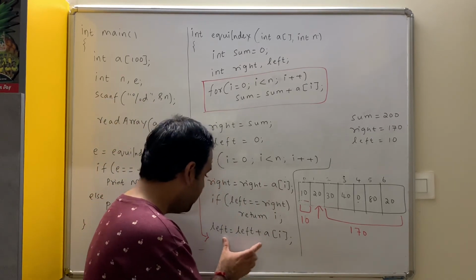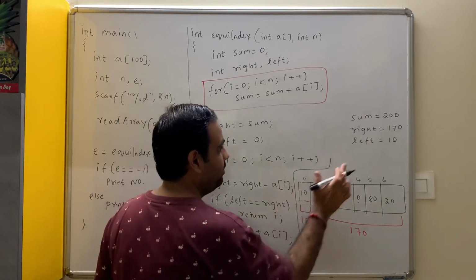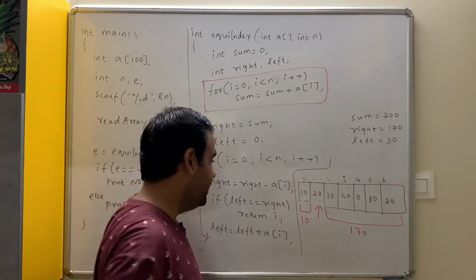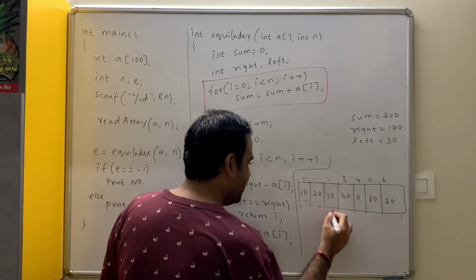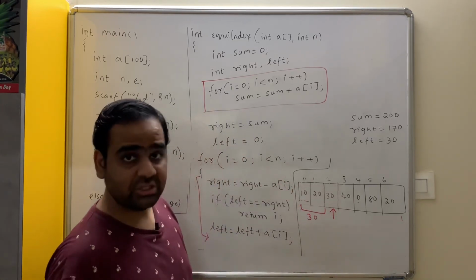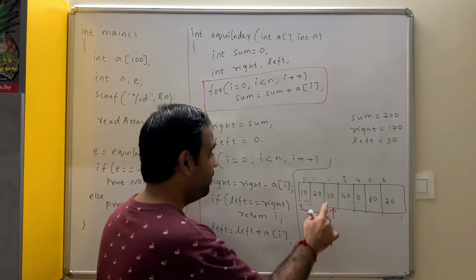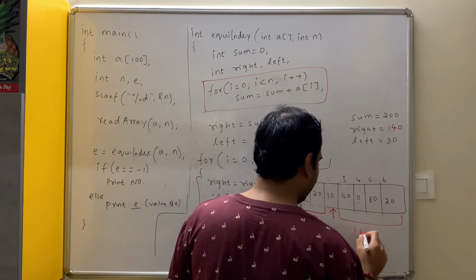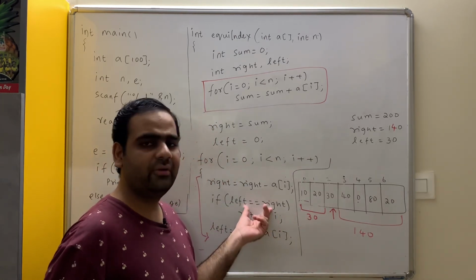Therefore you compute the next index. Now you say left is left plus a of I. 10 plus 20 is 30. Again you say I becomes 2. Now the sum of LHS is 30, which is stored in left. Now I need to compute the sum of RHS: right minus a of I. Right is 170. 170 minus 30 is 140. Now the RHS sum is 140. Is 30 equal to 140? No, it's not an equilibrium index.